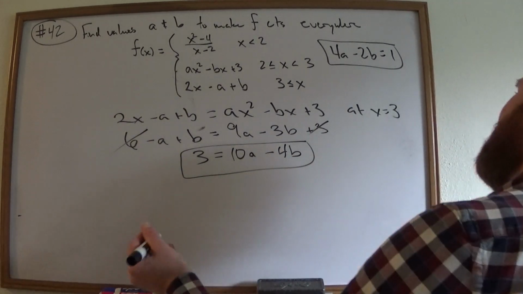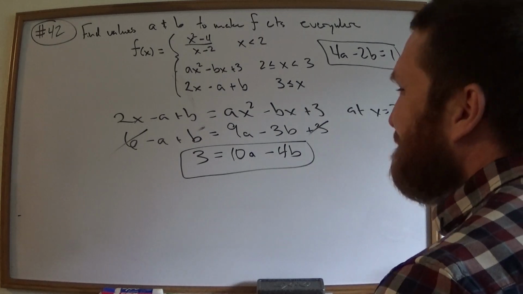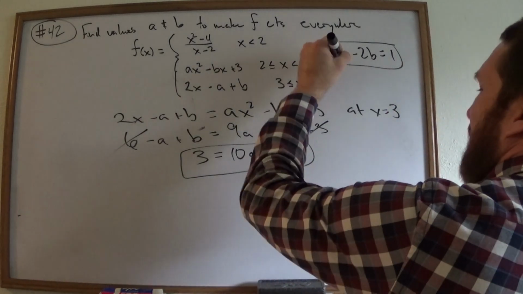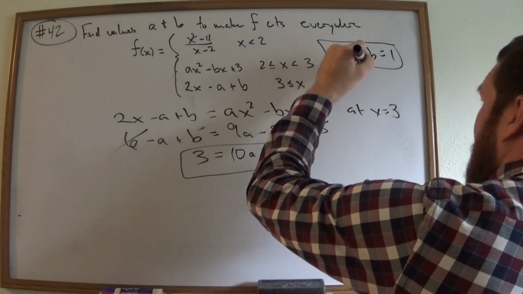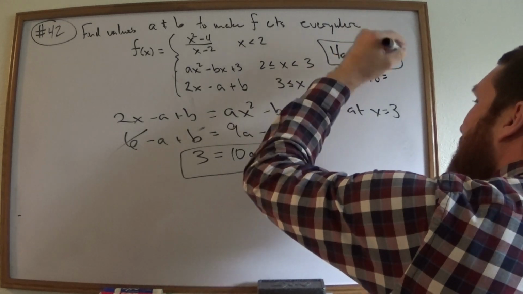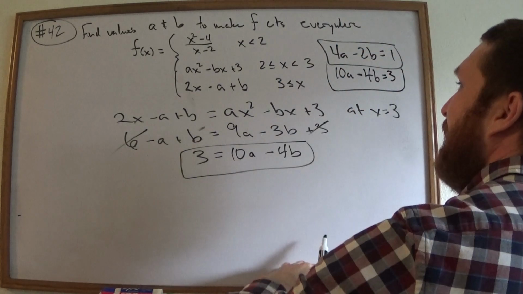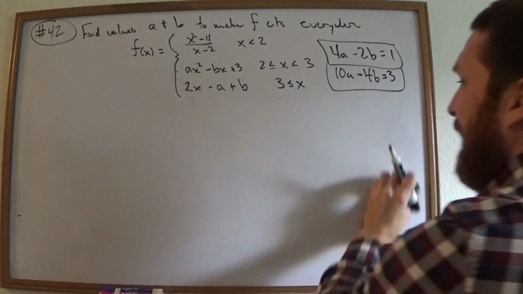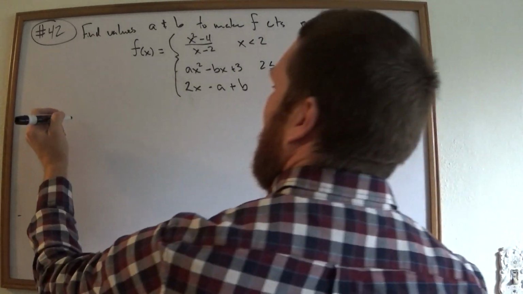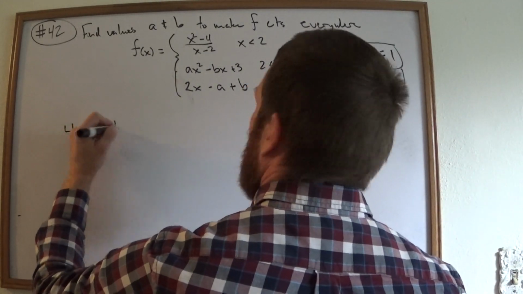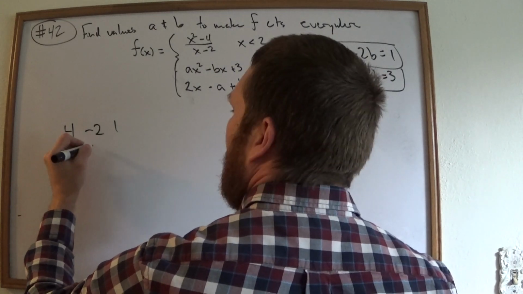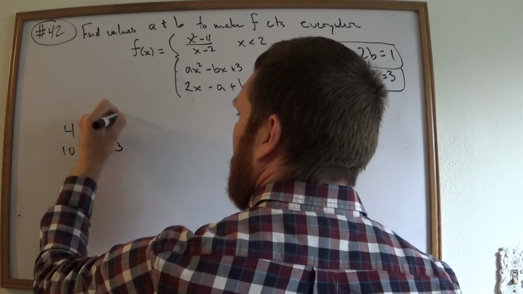Substitution, you know, you could. I personally like putting them together. I'm going to say, okay, watch. I'm 10a, yeah. I mean, you'll see, because you end up doing the same amount of work no matter what you do. And I'm just so used to this. So I'm going to say, okay, 4 minus 2, 1. 10 minus 4, 3. There's my matrix.